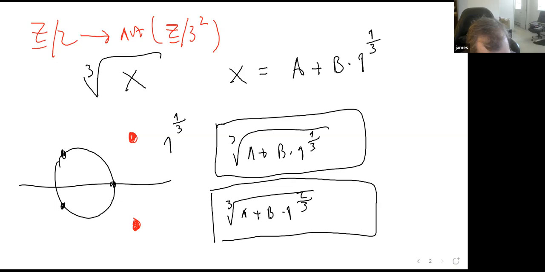What's the Cartesian square of Z mod 3? You're claiming that's the Galois group of this? I'm saying that each time we have these two different things we're going to take cube roots of. They happen to be conjugate to each other, though, under the Eisenstein conjugation.